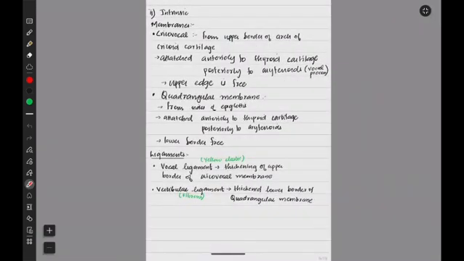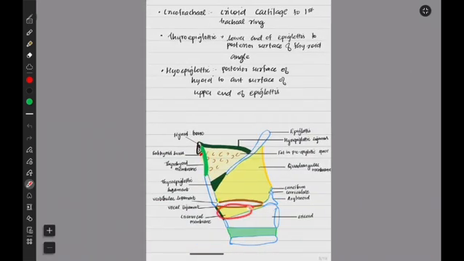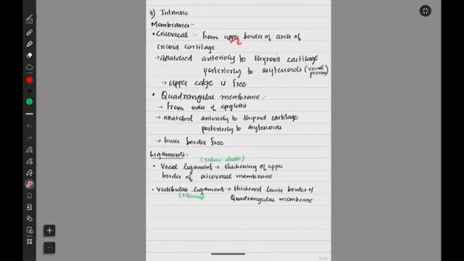Next is about the intrinsic ligaments and membranes. There are two main intrinsic membranes, the cricovocal membrane and the quadrangular membrane. This is the cricovocal membrane. It extends from the upper border of the arch of the cricoid cartilage and is attached anteriorly to the thyroid cartilage and posteriorly to the arytenoid cartilage. The upper end is free.